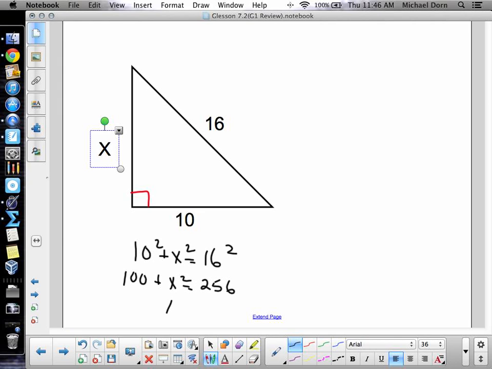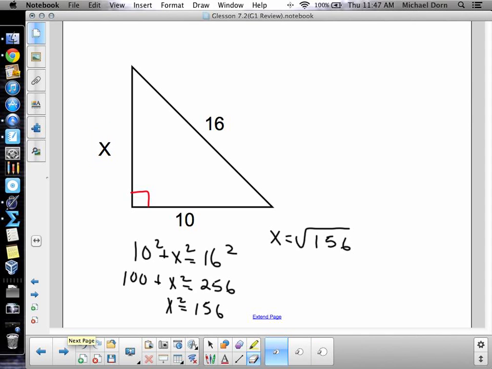So subtracting 100, x squared is 156. So x is the square root of 156. Not a perfect square. We do have to simplify it, because we're going to put things in simplest radical form unless told to do so otherwise.